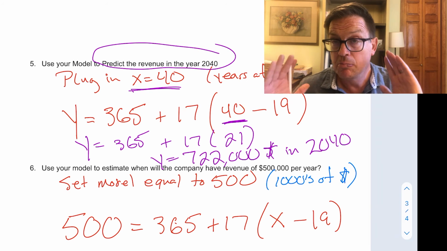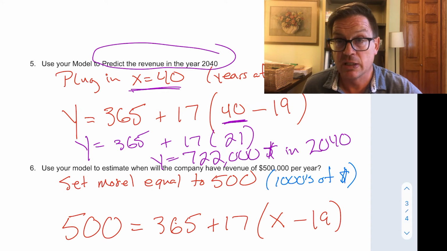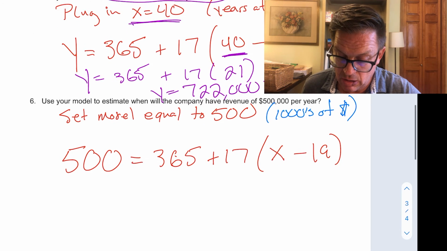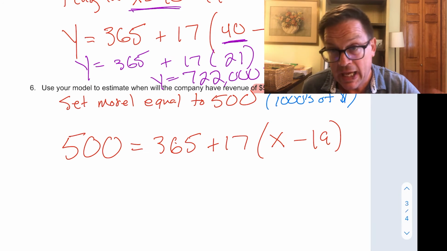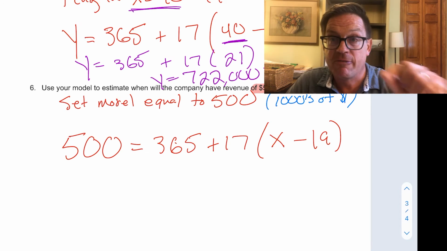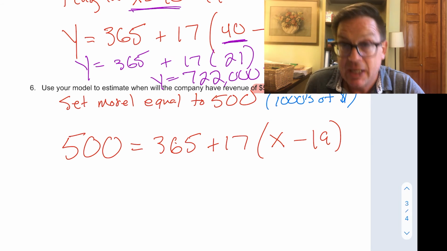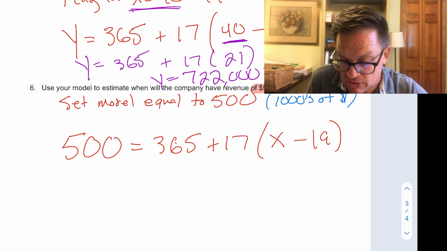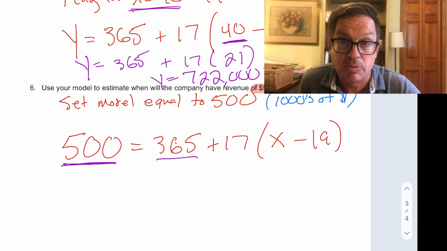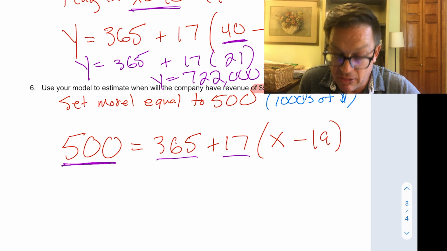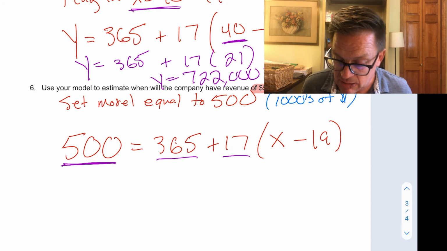So I could plug in my input and get the corresponding output in my model, the predicted revenue for that year. The other direction of this would be, when will I have a certain revenue? Find the input that gives me an output of 500,000. But in this case, my units are thousands of dollars, so I don't want to write 500,000. I want to write just 500, because this represents 365,000, and this represents 17,000. So everything's thousands, so I want to keep them all in the same units.